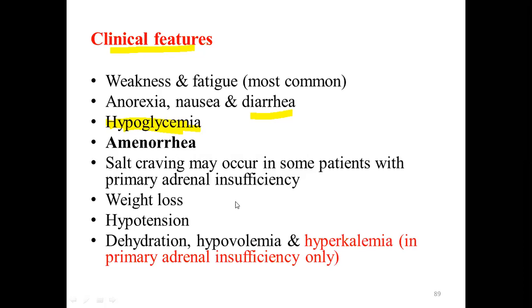Okay, if you remember what we discussed about the role of steroids in glucose metabolism, they are very important to promote gluconeogenesis when there is a deficiency of sugar in the serum.